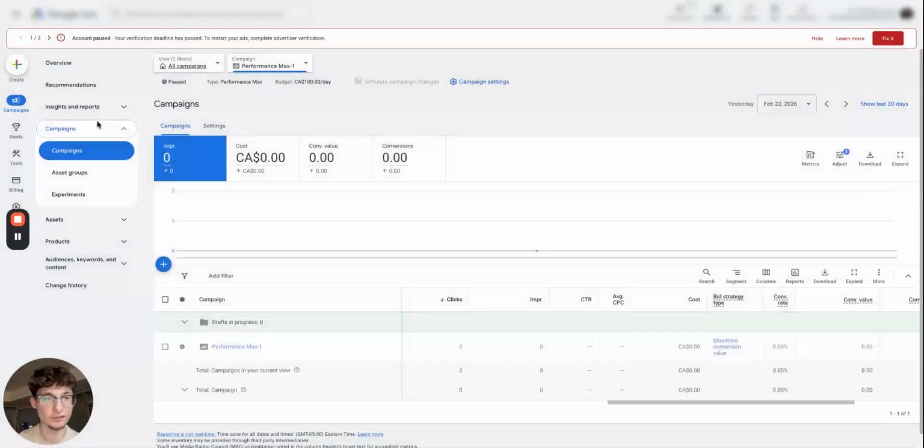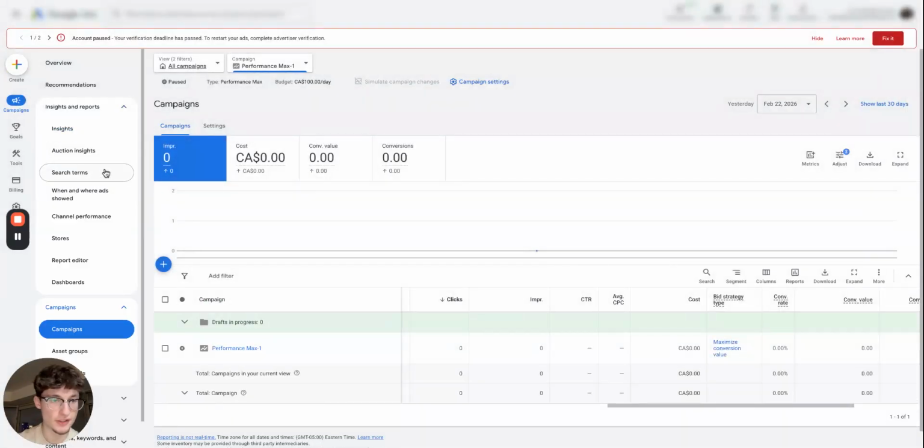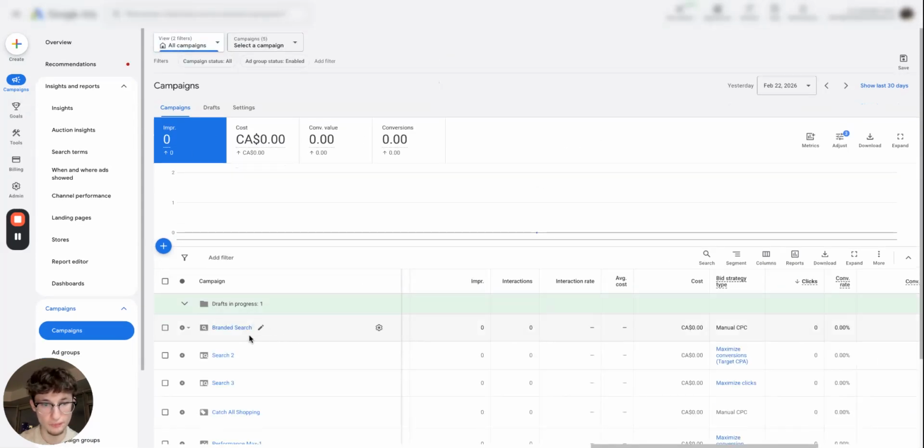But then if you actually navigate to your search terms, you're going to see that all of what you're getting is branded traffic for those inflated prices, like I said, of $8 to $10 per CPC. And that's why we want brand excluded here, because we want all of the branded traffic to actually be funneled into our branded search campaign, where we have a $1 max CPC.